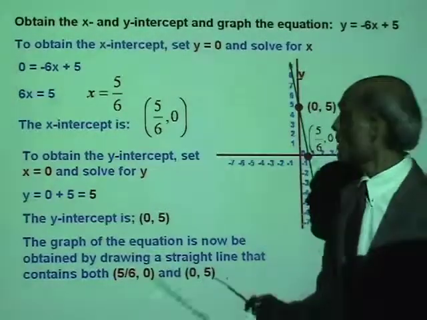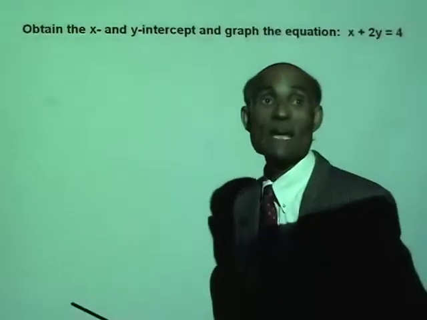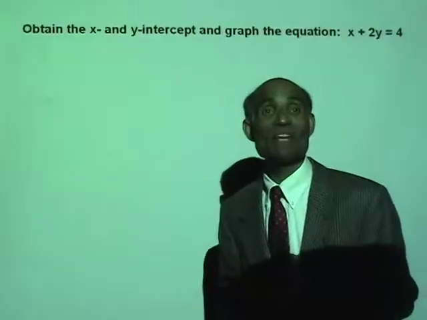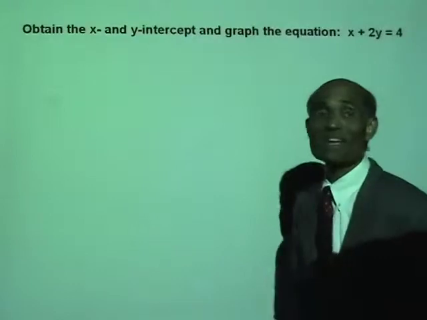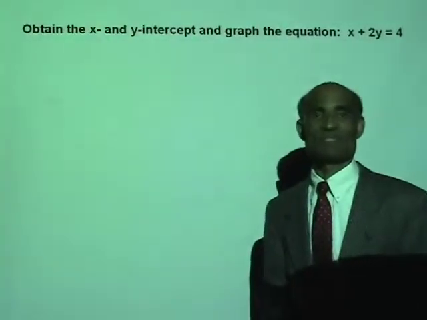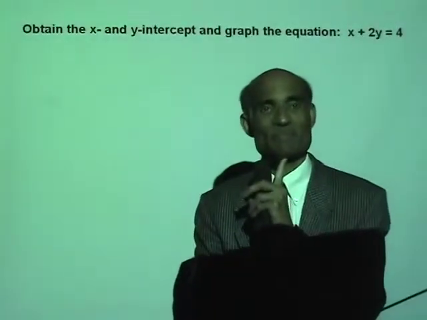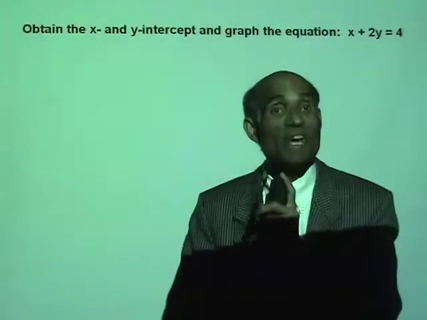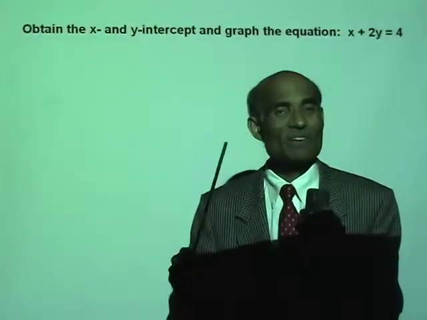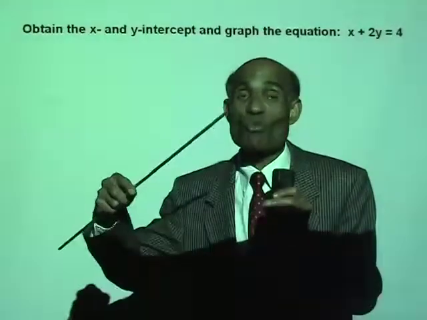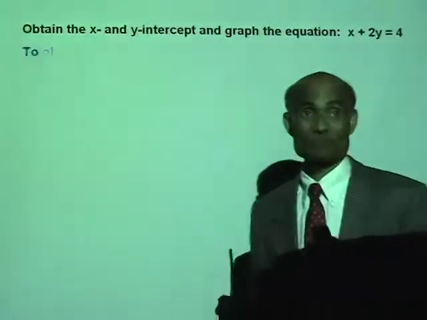Alright? Okay, let's try another one. Obtain the x and y intercept and graph the equation x plus 2y equal to 4. Tell me, what is the first thing that you will do here? The first thing is obtain the x-intercept. Now, how will you obtain the x-intercept? To obtain the x-intercept, set y equal to 0 and solve for x.